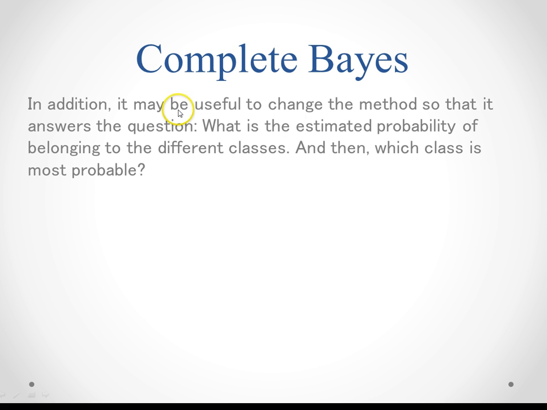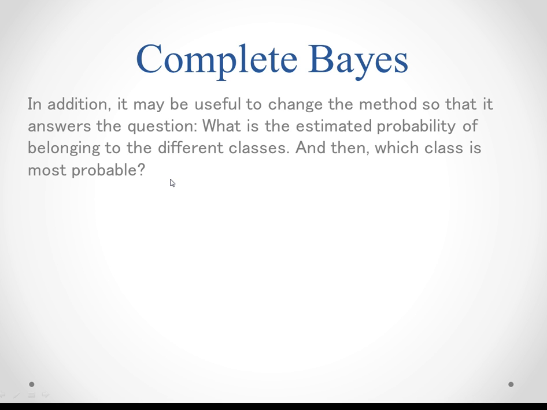Okay. In addition, it may be useful to change the method so that it answers the question, what is the estimated probability of belonging to the different classes, and then which class is most probable. So we might do this. So we get this new person. We might try to predict not only which class should they be in, but what's the probability of each class.